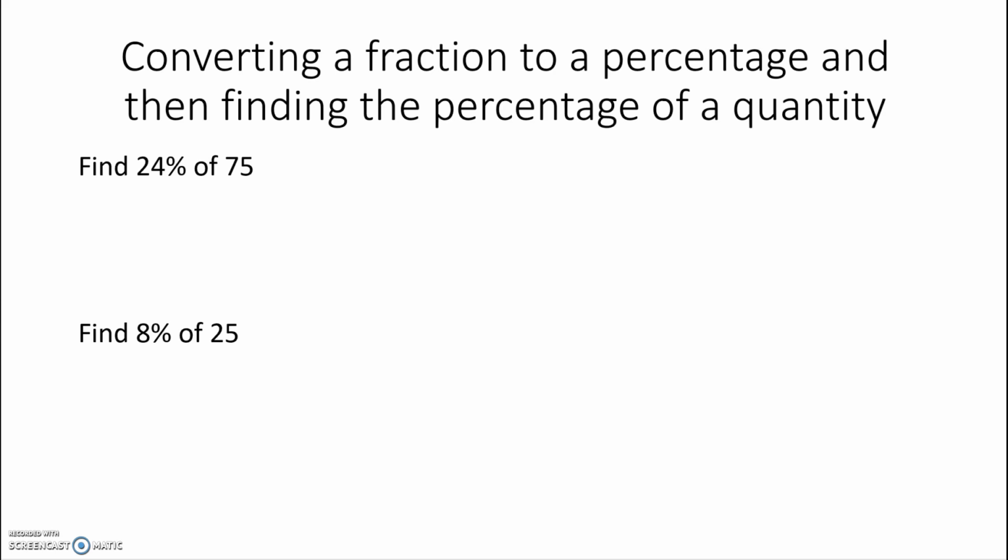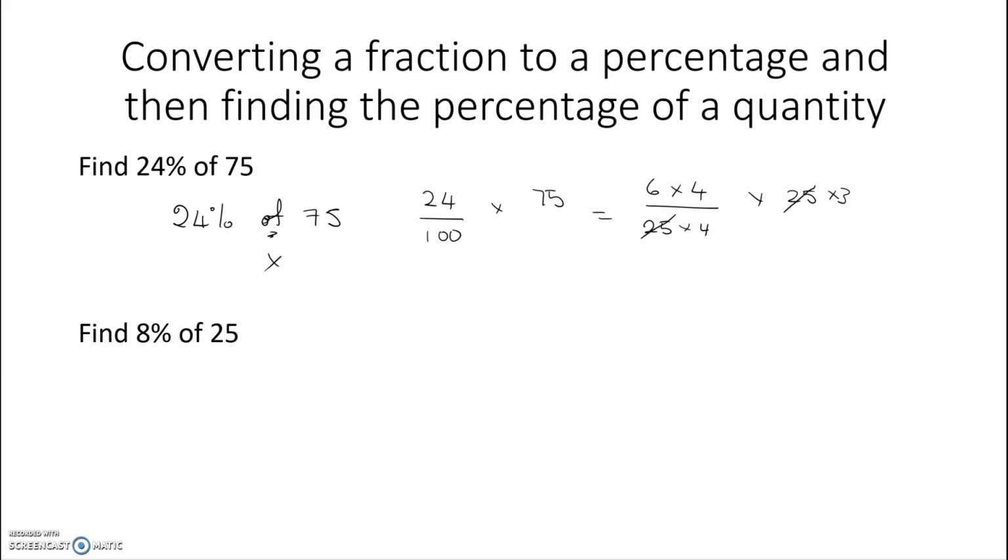So let's go. We're finding 24% of 75. So 24% of 75, remember of is times. So it's going to be 24 out of 100 times 75. We could probably simplify that, then we don't have to reach for our calculators. So we can say that's 6 times 4 over 25 times 4 times, now 75 is 25 times 3, and I can divide 25 over 25 is 1, 4 over 4 is 1, so I've got 6 times 3, which is 18.